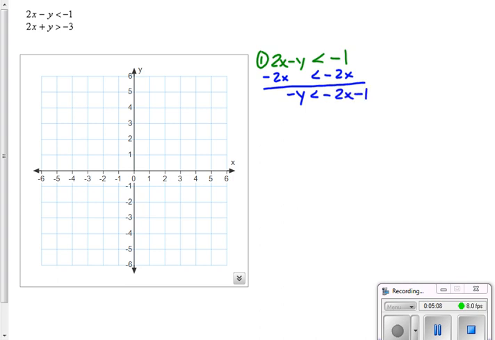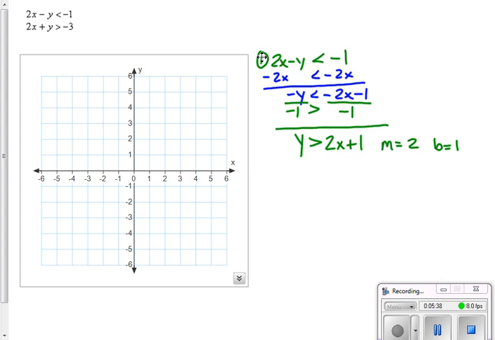Need to get y alone. In order to do that, I would divide by negative 1. When you divide by a negative or multiply by a negative, your inequality sign flips. So I'll flip the sign. And now I have y is greater than negative 2 divided by negative 1 is a positive 2x. Negative 1 divided by negative 1 is a positive 1. So in this, my slope here is 2. My intercept is 1 for equation 1.